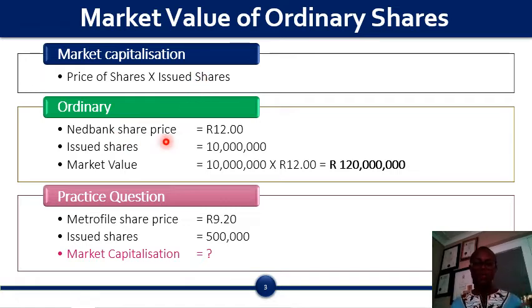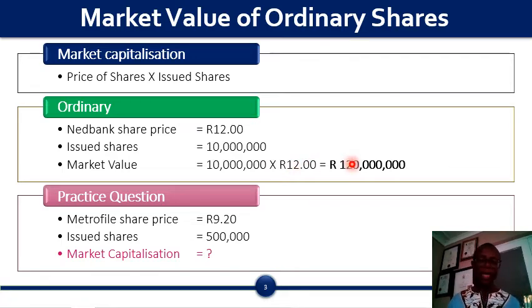So let's assume that 12 Rand is the price of the Nedbank shares, and let's assume that there are 10 million issued shares for Nedbank. So the market value of Nedbank, or Nedbank's market capitalization, becomes 10 million times 12, which is 120 million.